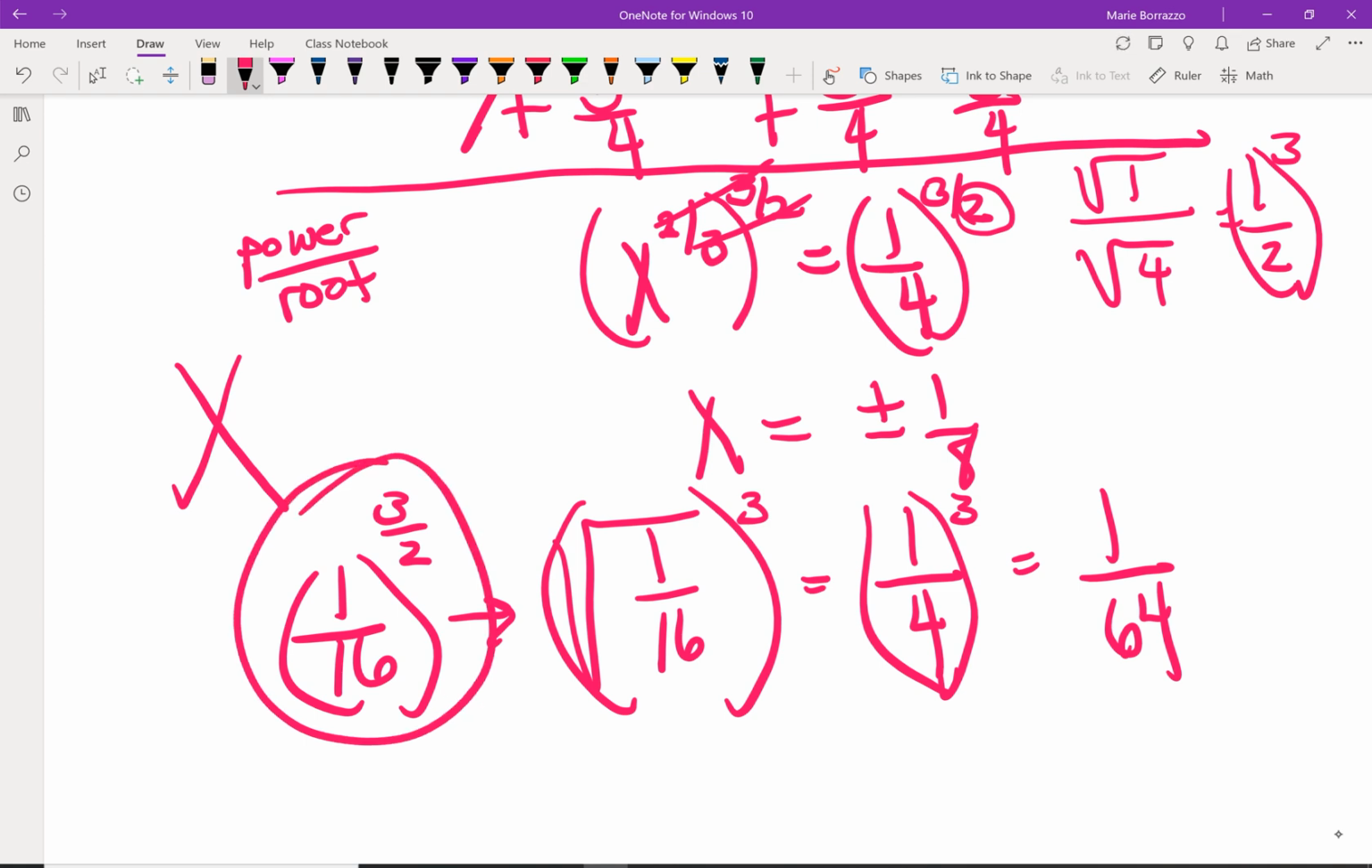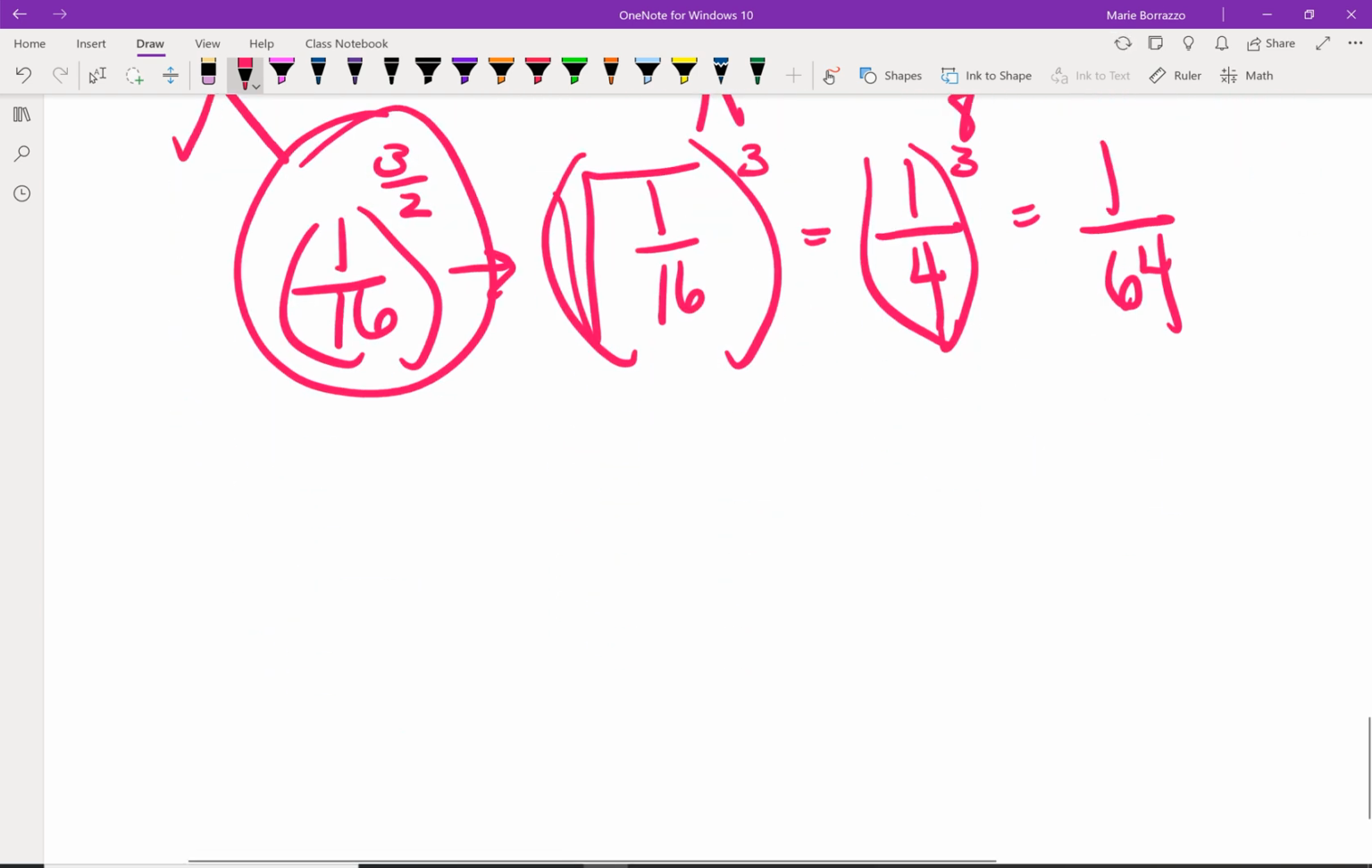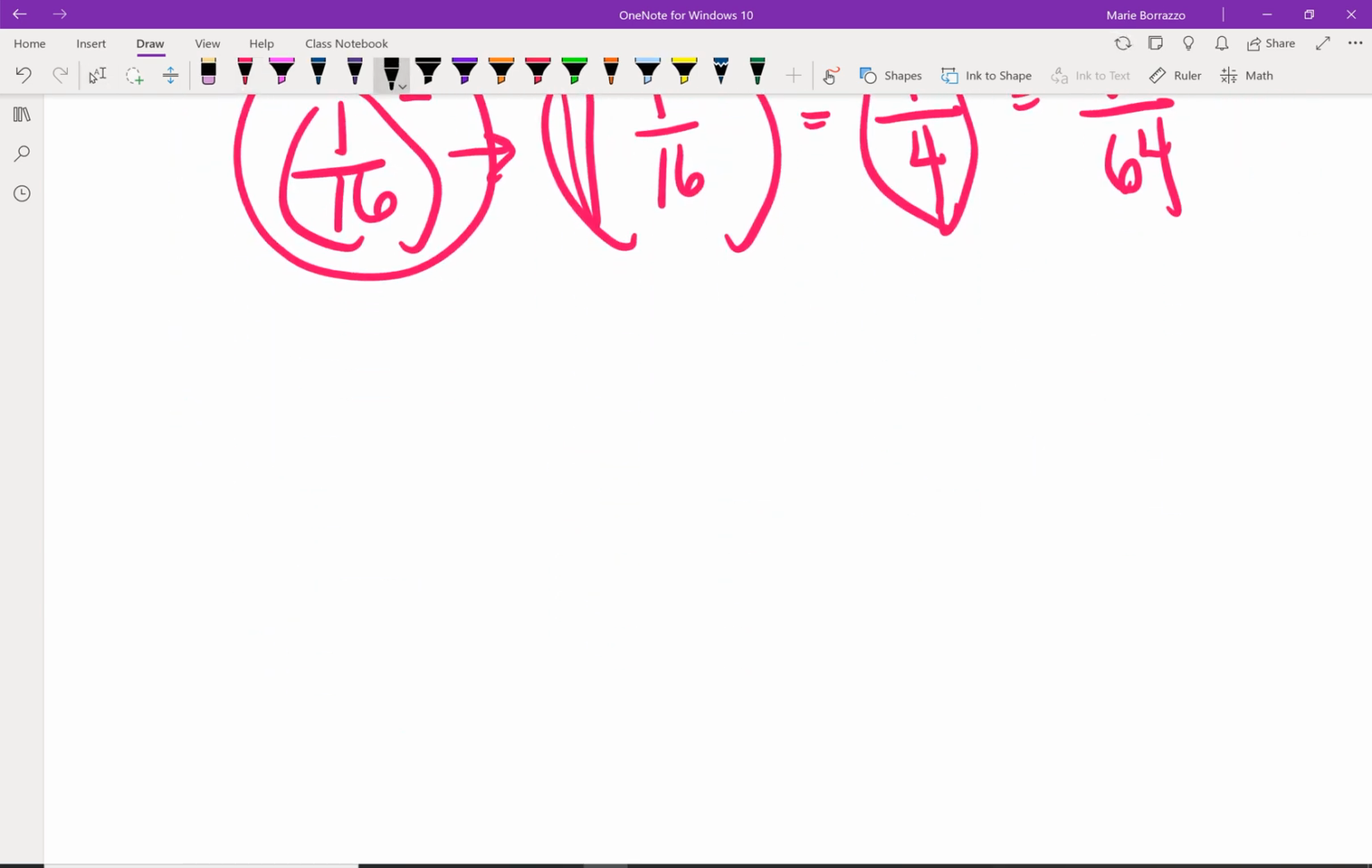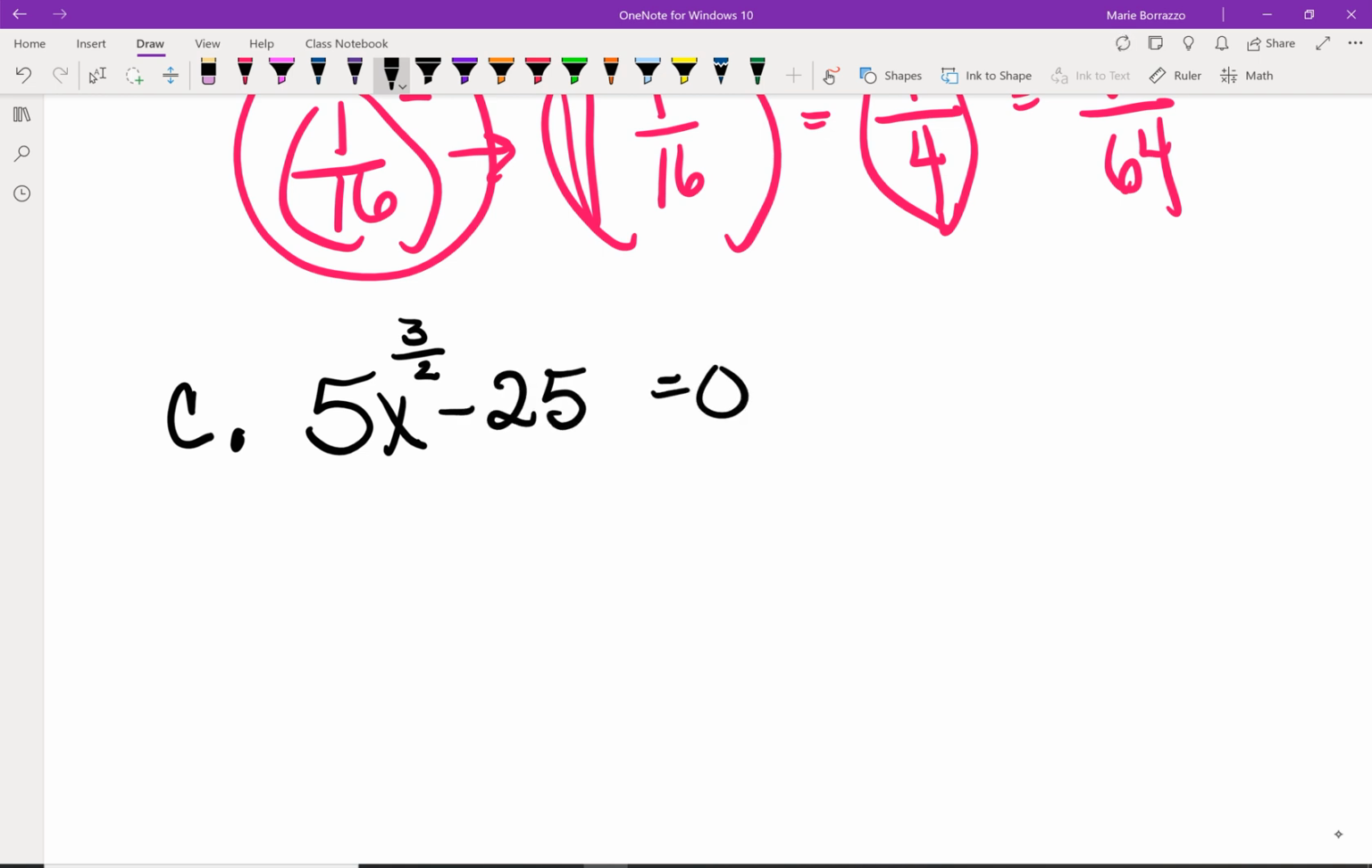All right, if you need help with any of this, we can always discuss it in class. And what I'd like to do next is give you 2 questions to try. I'm going to pause the video. So let me give you question C, which is just like question A. So you have 5x to the 3/2 minus 25 equals 0. So go ahead and work that one out.